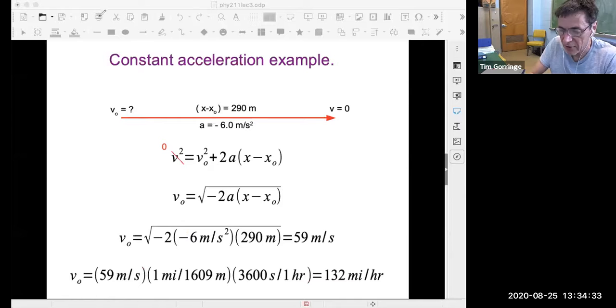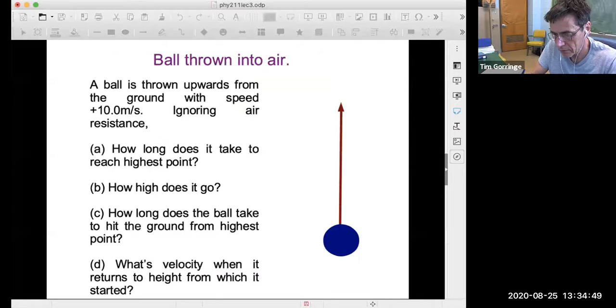Okay. Let's look at another example. And again, this is an example of applying equations of motion to constant acceleration motion. And here's the question. A ball is thrown into the air, and then it falls back to the ground. And we're told that the ball is thrown vertically upwards with an initial speed of 10 meters per second.